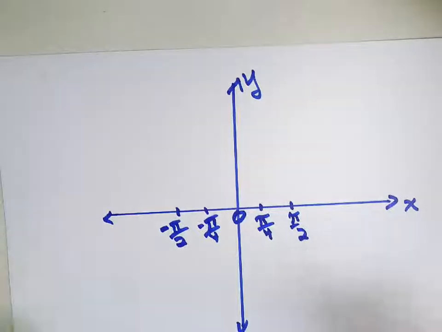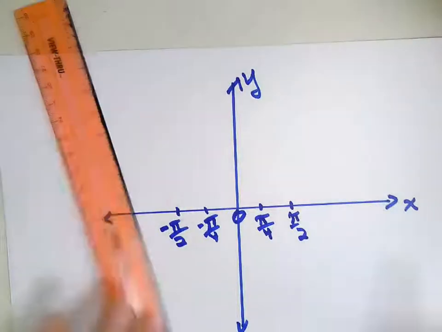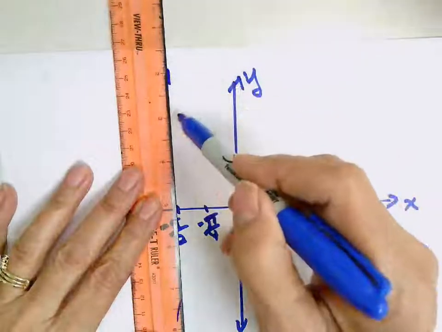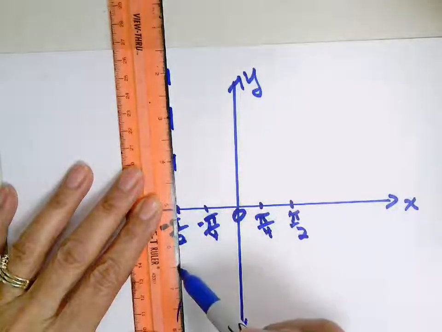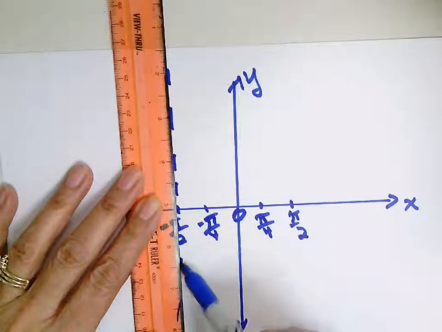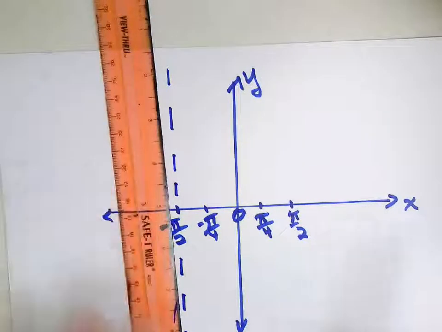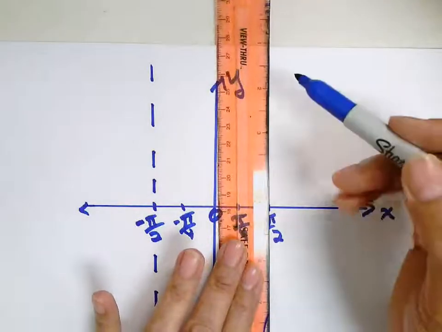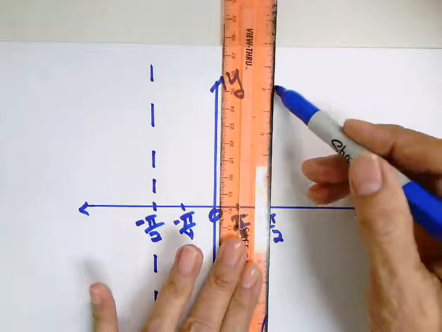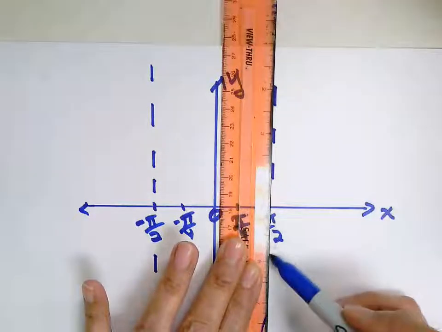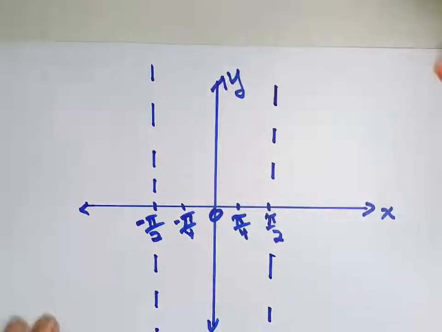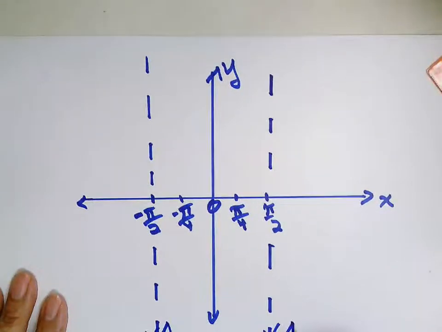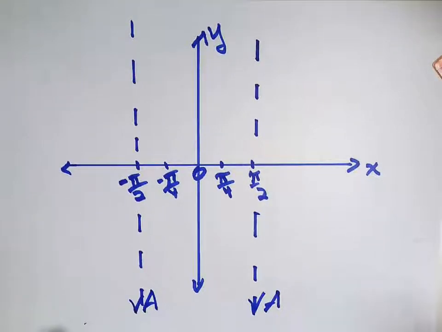Pi over 2. Now remember, the first and the last critical numbers will be where we have our consecutive vertical asymptotes. Remember, these vertical asymptotes are not a part of the graph, but we're using them as a guideline so that we will not go beyond this, okay? Because if you go beyond this, then the graph is not correct. So again, this is our vertical asymptote right there.